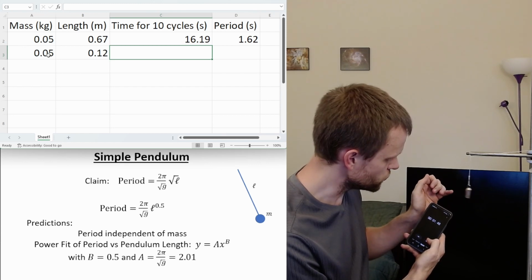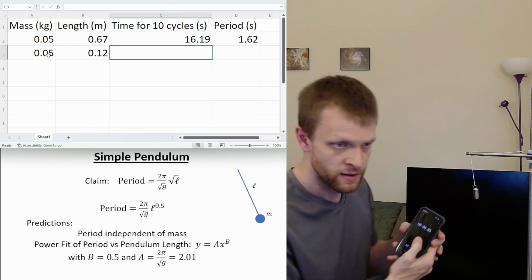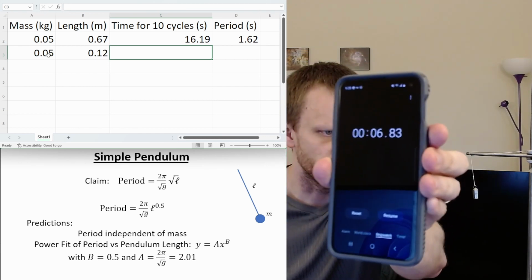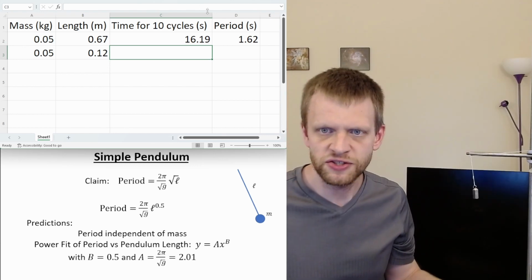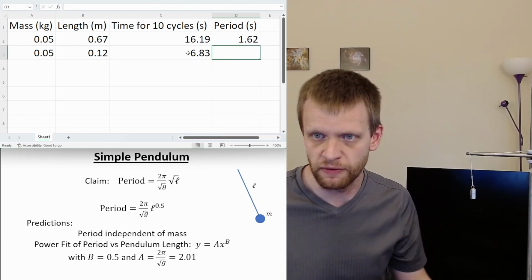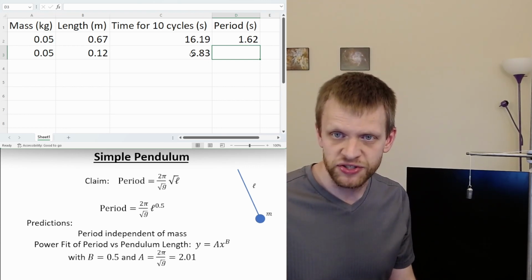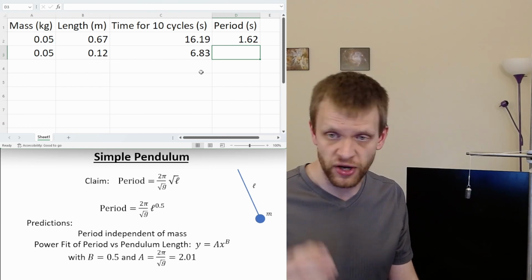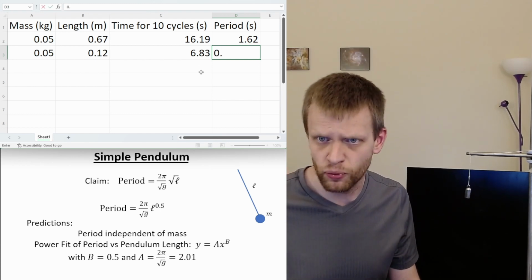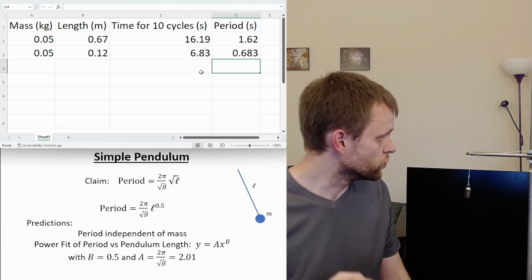1, 2, 3, 4, 5, 6, 7, 8, 9, stop. Okay, so I got 6.83 for that. Again, it's a much shorter time than we had before. And if that is the time for 10 cycles, I would divide this number by 10 to figure out the time for one cycle. So this would be around 0.683 seconds for one cycle with this length.